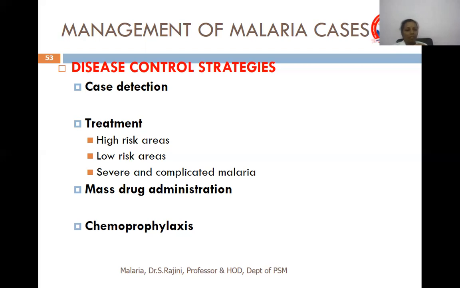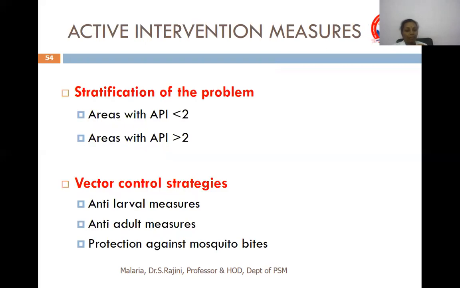And treatment, we go for high risk cases, low risk areas, and severe and complicated malaria. According to that, we go for the treatment. Mass drug administration and chemoprophylaxis. The stratification of the problem areas: areas with API less than 2 and API more than 2. Annual parasite incidence less than 2 has a different mode of control measures, and API more than 2 has different control measures.